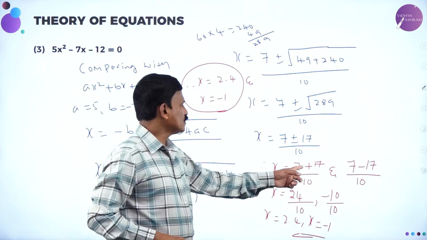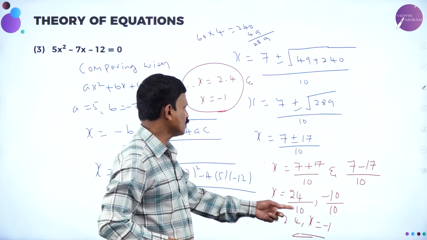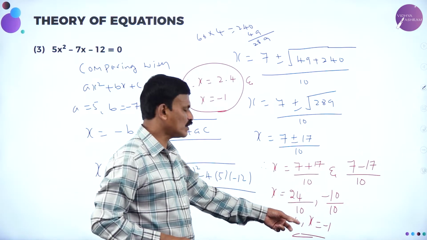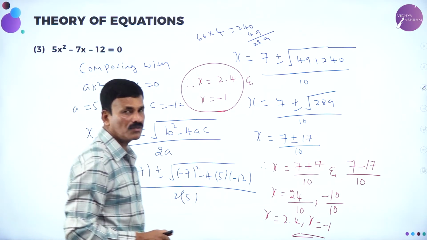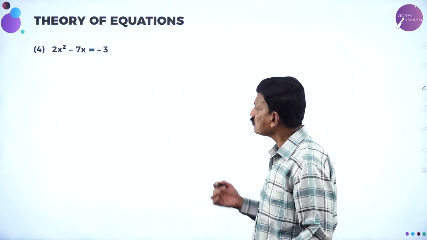That's it. See, 7 plus 17 is 24 by 10. 7 minus 17 is minus 10 by 10. So, 24 by 10 is 2.4, minus 10 by 10 is minus 1. So, 2.4 comma minus 1 are the roots for the given quadratic equation. That's it. Now, let us take a similar type problem.